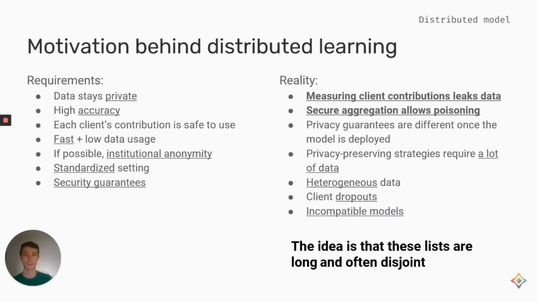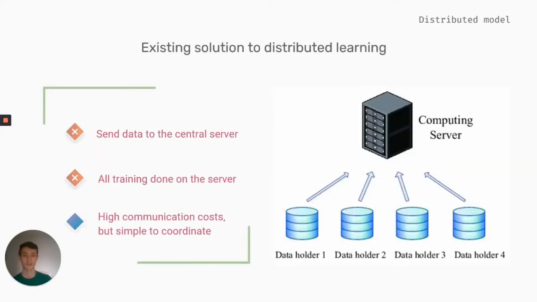As you can see, there is a very strong motivation behind distributed learning. There is a large number of requirements, such as data has to stay private, the model has to have a high utility, potentially institutional anonymity, standardized learning setting, etc. However, as you see from this slide, when we meet reality, it's very difficult to obtain those, primarily due to the fact that increasing the utility of the model can come at the cost of user privacy and vice versa. Consequently, those two are very difficult to balance out, which is what this project is all about.